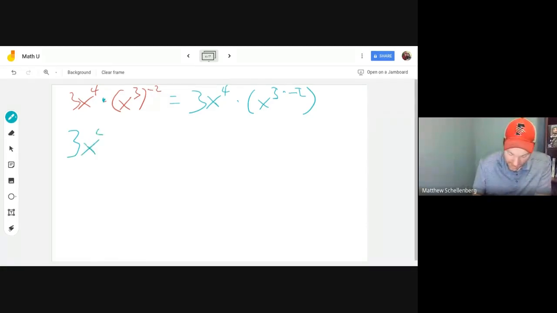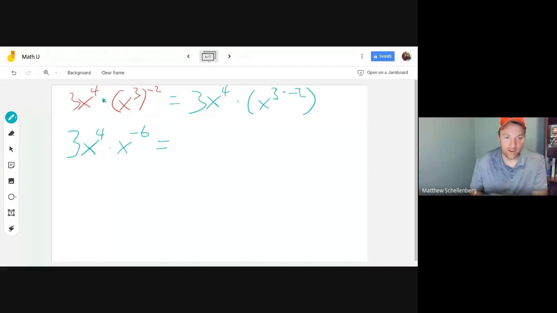I always want to resolve brackets as much as I can before I start distributing or multiplying stuff. So 3 times 2 is 6, and there's a minus, so this is x to the minus 6. So what is that? Well, remember that negative means inverse, so this is really 1 over x to the 6th. So I can write this as 3 times x to the 4, and I'll do the whole step out. This is 1 over x to the 6th.